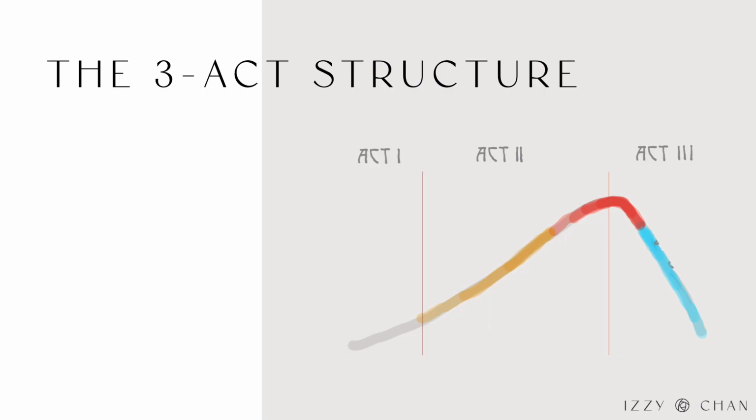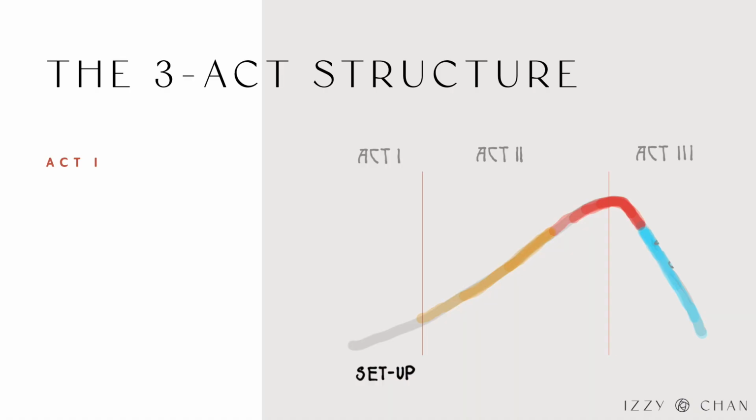Now we're going to look at how to build that story step by step, or in our case, act by act. The 3-act structure is a simple and powerful way to plot out a story. It's used not just by filmmakers, but by writers and novelists. Act 1 is all about the setup.